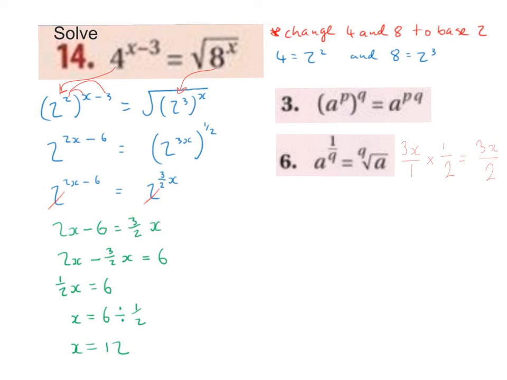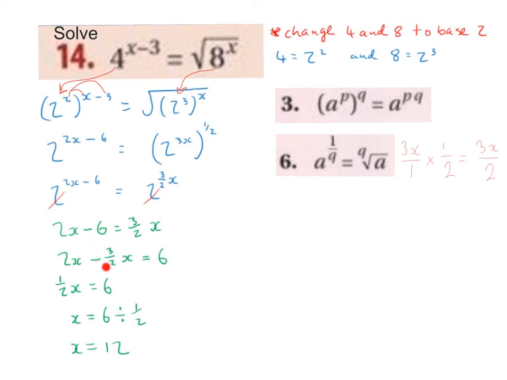Now I just need to solve for x. I'm going to bring the 3 over 2 x over the left-hand side, so I've got all my x's together, and that'll give me minus 3 over 2 x. And I'm going to bring the minus 6 over the equal sign, and that's going to give me positive 6.